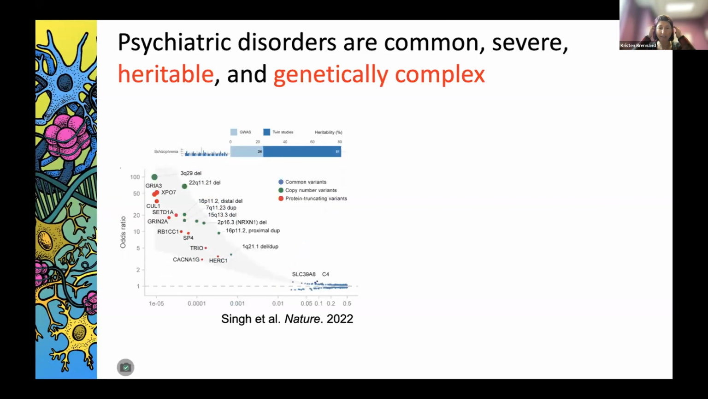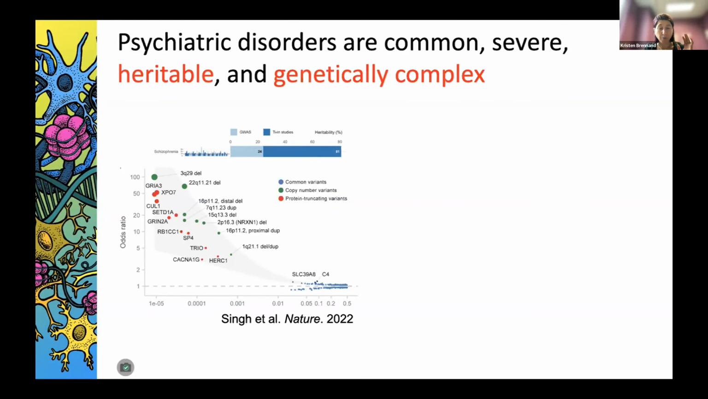And so diving in more to schizophrenia, just to explain all of the types of genetic risk that have now been associated with schizophrenia. The green dots are copy number variants. These are rare deletions found in less than 1% of cases, highly penetrant, but typically pleiotropic. So implicated not just in schizophrenia, but also autism and developmental delays.